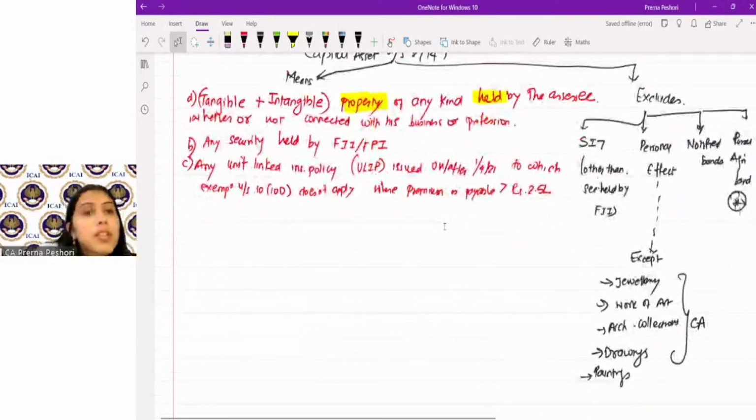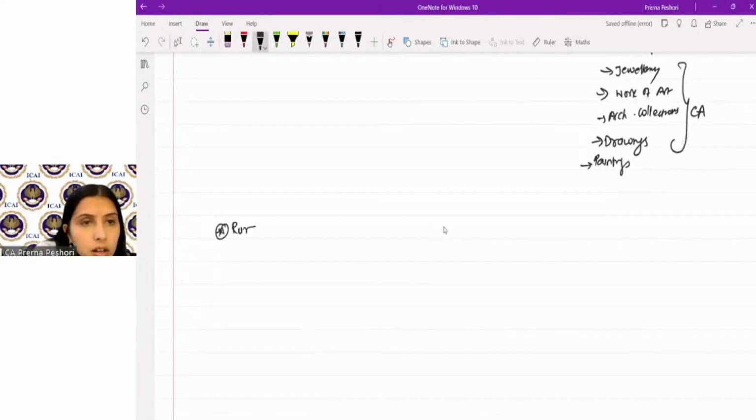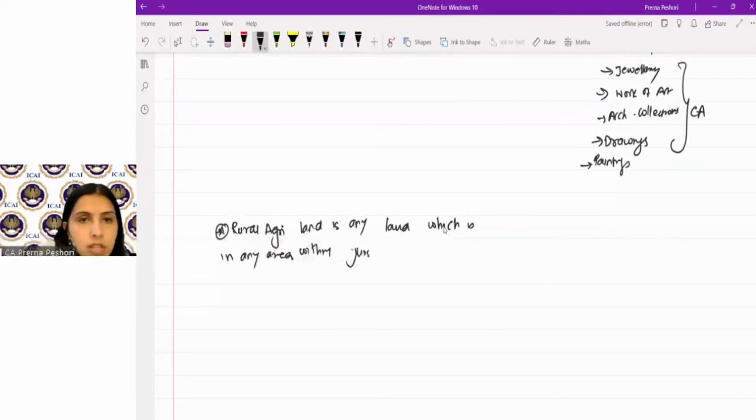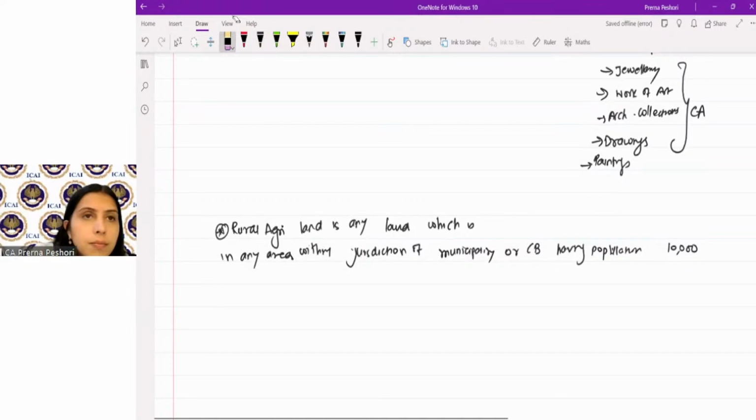That is provided. So, rural agricultural land is any land which is in any area within the jurisdiction of municipality or cantonment board having population of 10,000 or more, of greater than or equal to 10,000. Right?